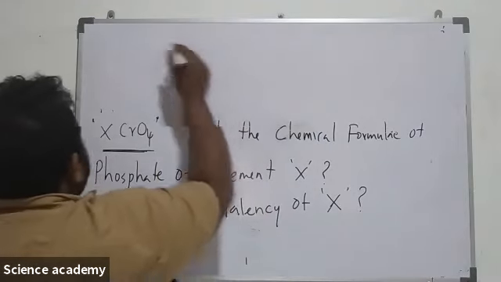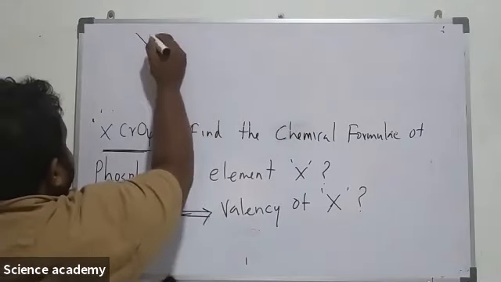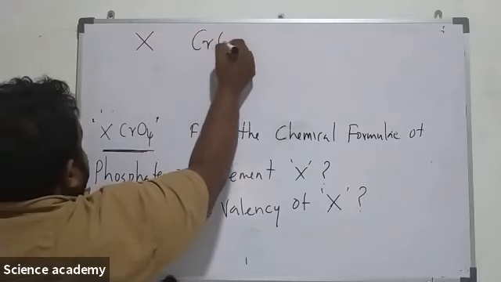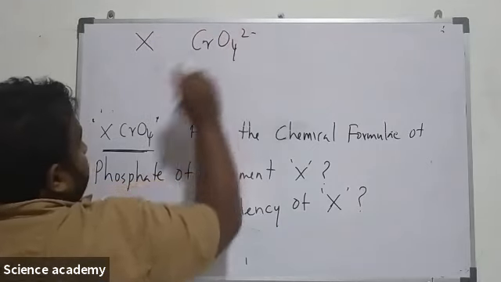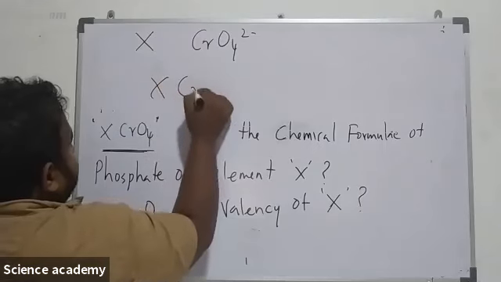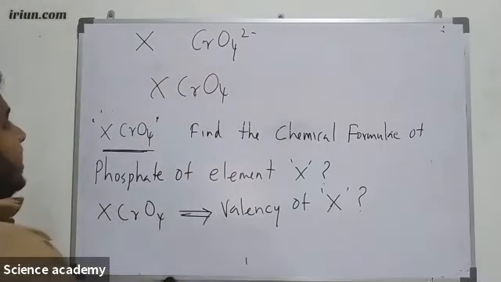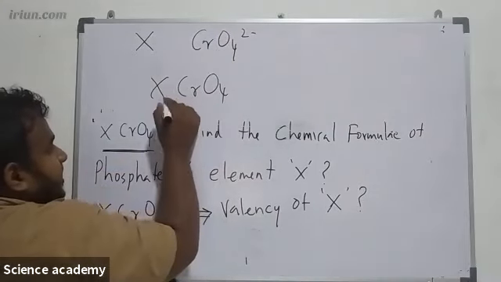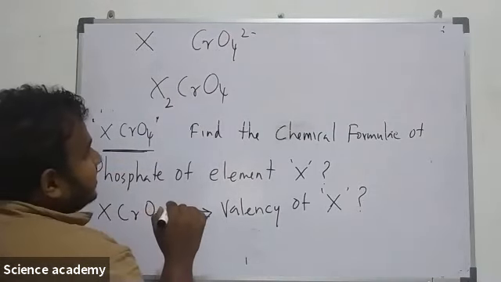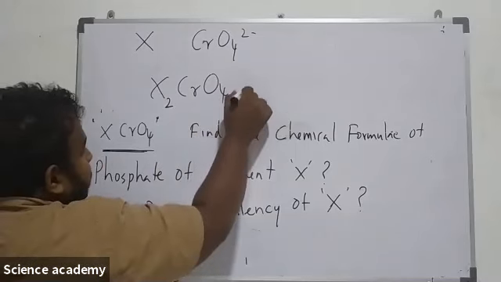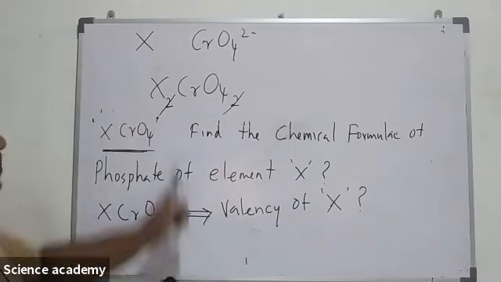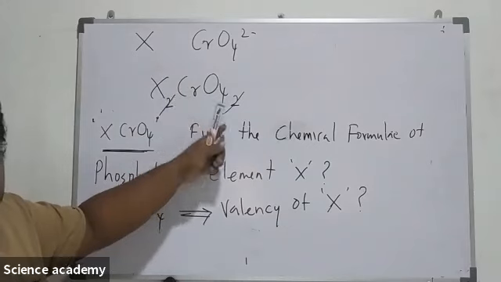How is it going to be? XnCrO4 2 minus, CrO4 2 minus. So it has become XCrO4. Here, if it is 2 minus, it should have been 2 here. So what has happened actually? This 2 and 2 has got chopped.